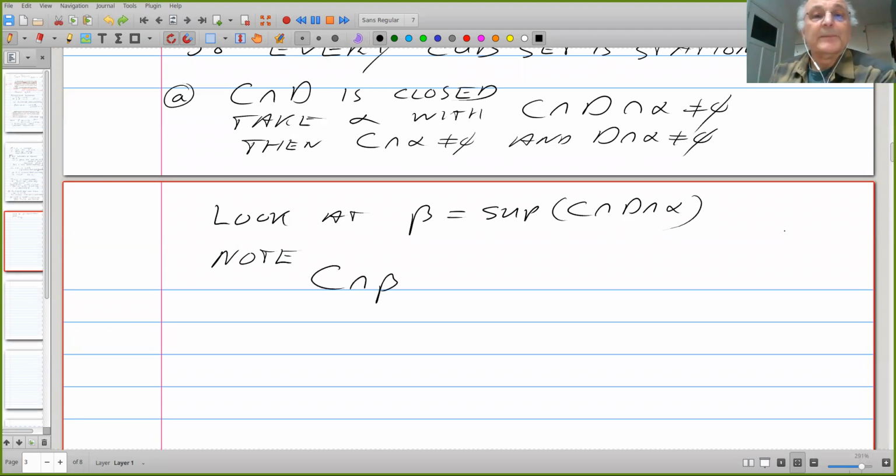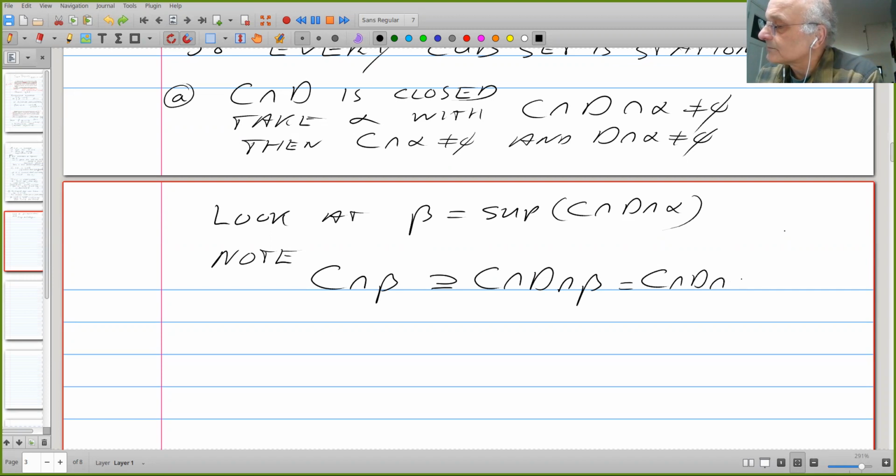Well, look at C intersect beta. What can we say about this? Well, C intersect beta contains the intersection of C, D, and beta, which happens to be the same thing as alpha, because beta is the supremum of C intersect D intersect alpha. So between beta and alpha, there is nothing in the intersection of C and D. So these two are the same. And of course, this is a subset of beta because it's the intersection of beta and something.